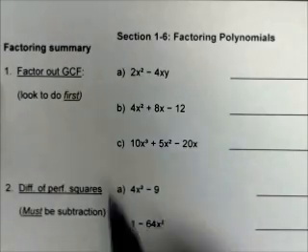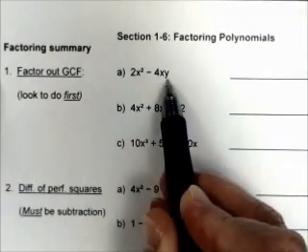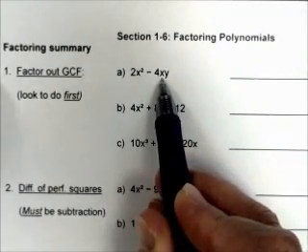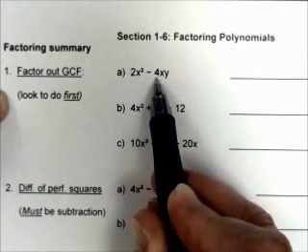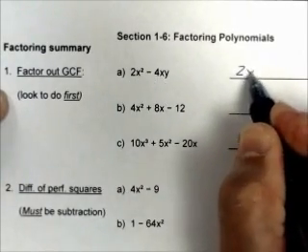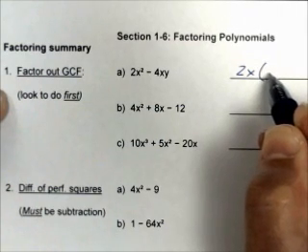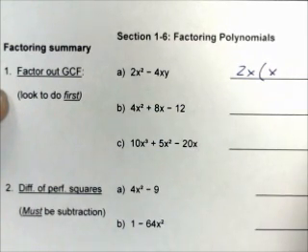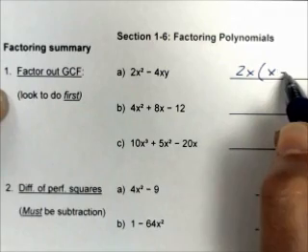If I look at the binomial 2x squared minus 4xy, what's common to both these terms? Well, they both have 2 and x in common. So the greatest common factor is 2x. So we have 2x times (x minus 2y).